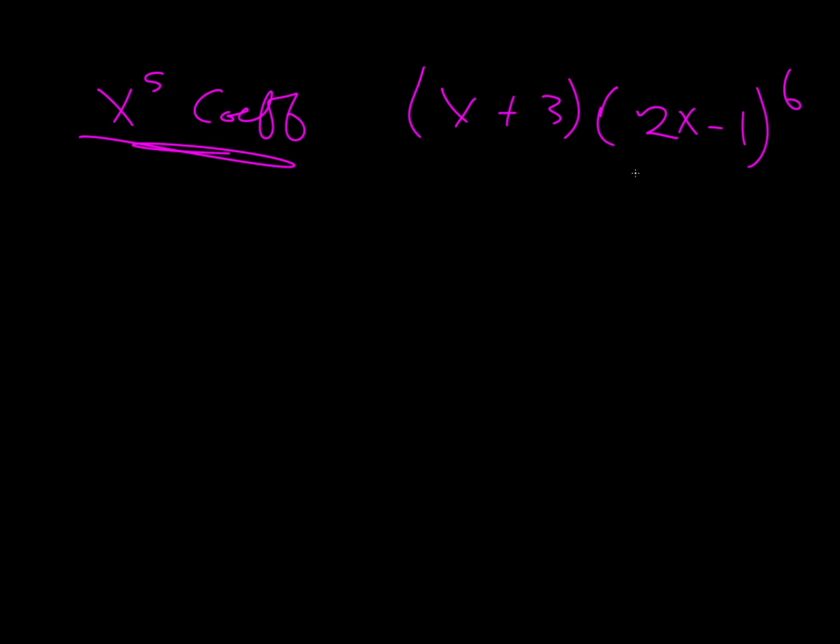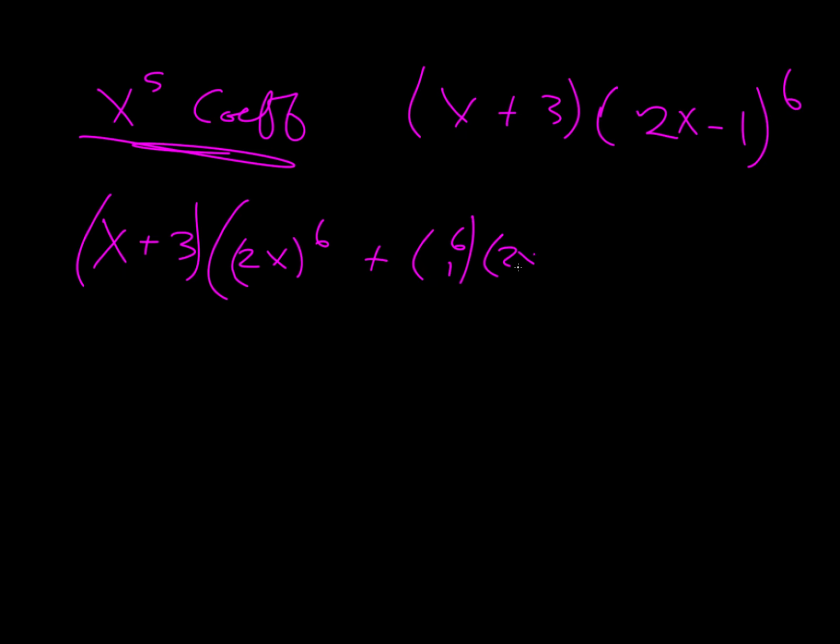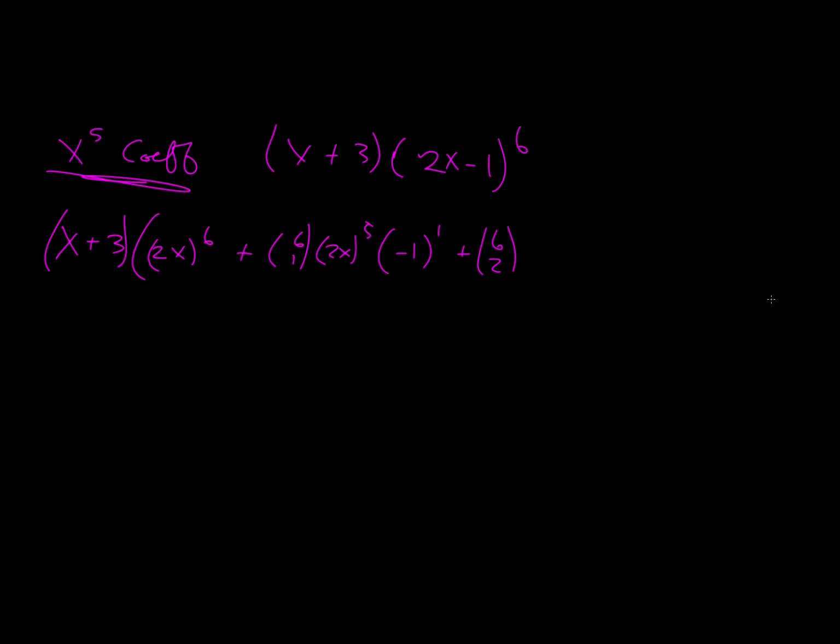When we're multiplying this out, we essentially will keep this out in front, and then we'll expand what we have here. So we're going to have 2x quantity to the 6. Once again, just using that formula, 6, 1, 2x to the 5th, and then negative 1 to the 1, plus 6, 2, 2x to the 4th, negative 1 squared, etc.